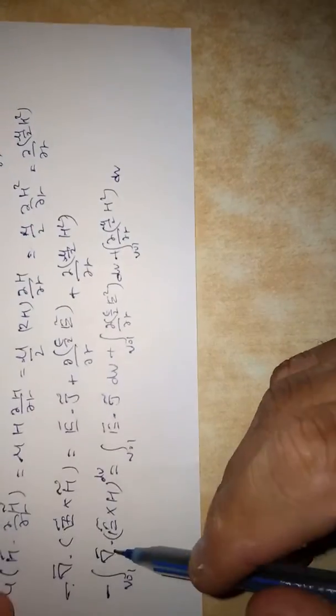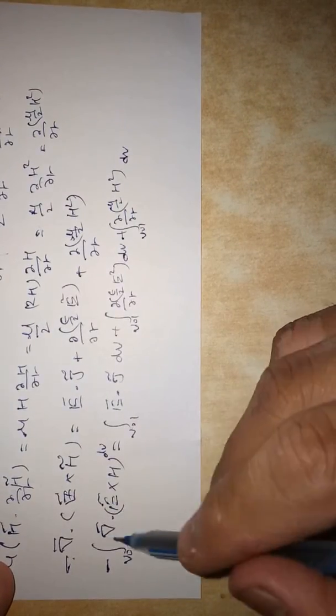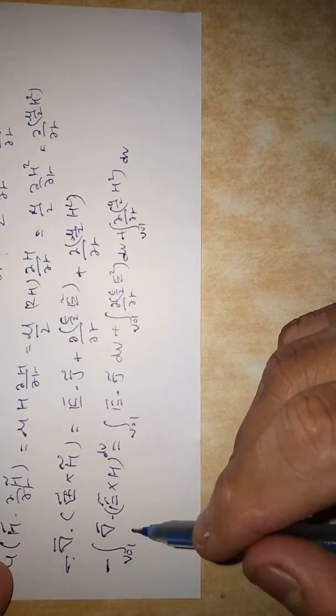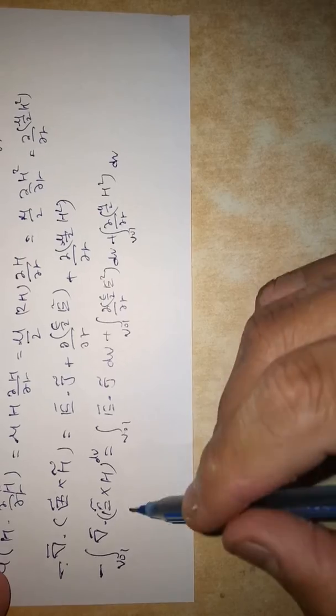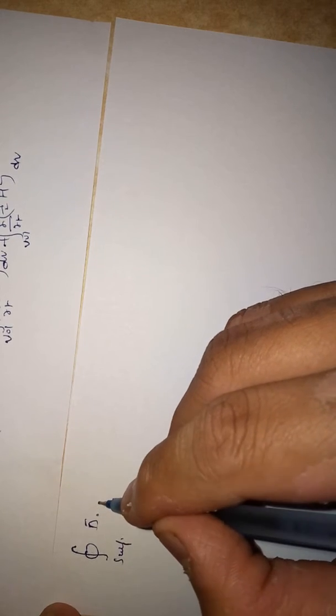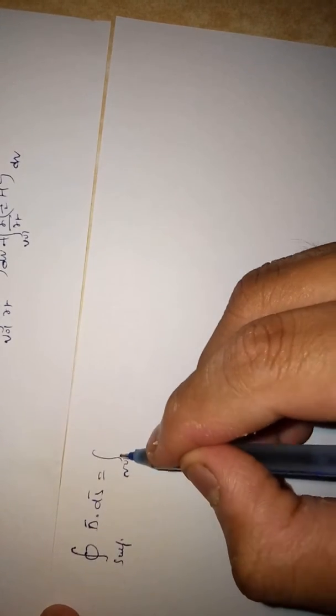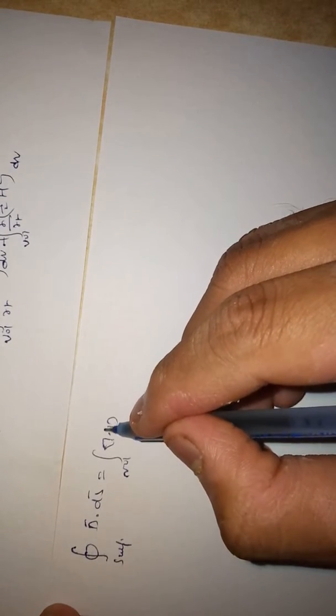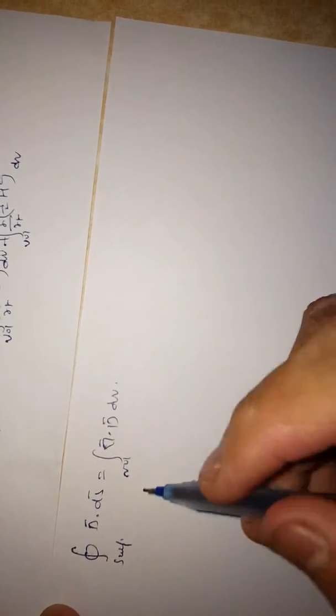Now, as I already told, I have to remove this del sign. For that I need to apply the divergence theorem on this side. The divergence theorem is given by: the closed surface integration of, I am writing the general expression, D dot dS equals the volume integration of del dot D dV. This is the divergence theorem.